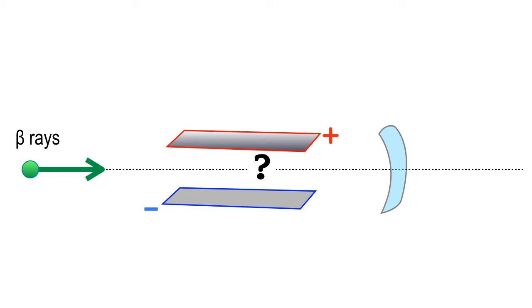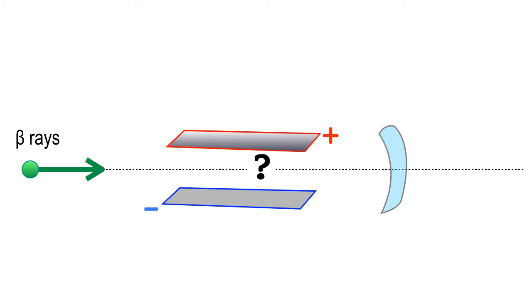Signify one is positive, one is negative. In other words, you connect them to different ends of a battery, the positive end and the negative end. Now, if the beta rays are themselves positive, they'll deflect away from the positive plate on top and toward the one on the bottom. That's a problem because that's also the direction of gravity.